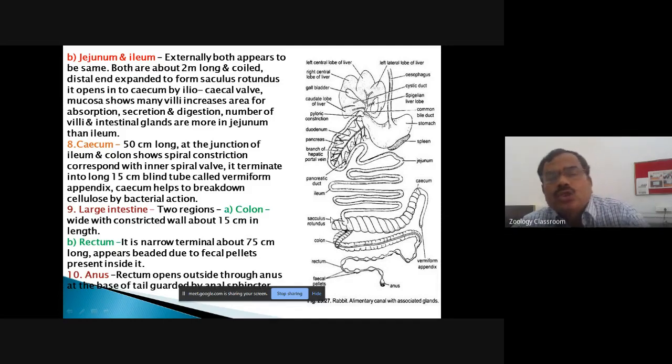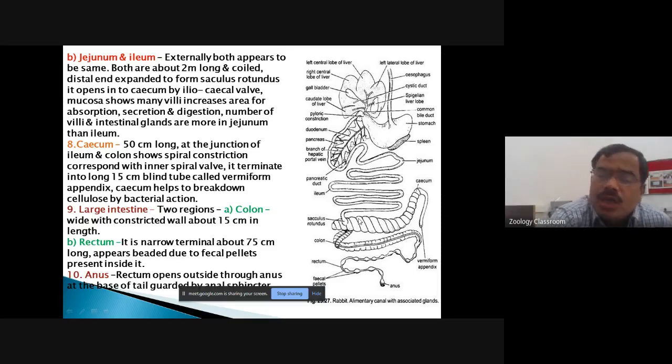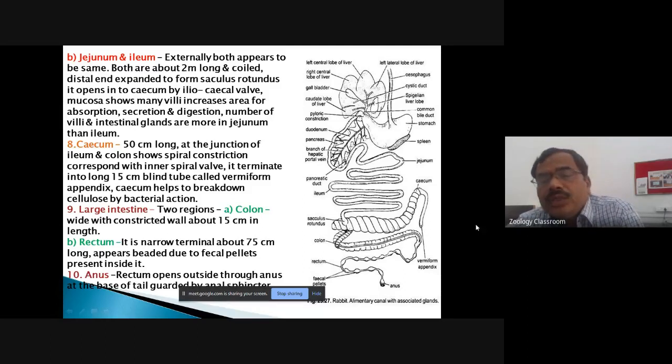The mucosa shows many villi. You know the meaning of villi? Finger-shaped projections given out by the mucosa, which increase the area for the absorption of food material and the secretion of digestive juices, and increase the area for digestion. The number of villi and intestinal glands is much greater in the jejunum than in the ileum.